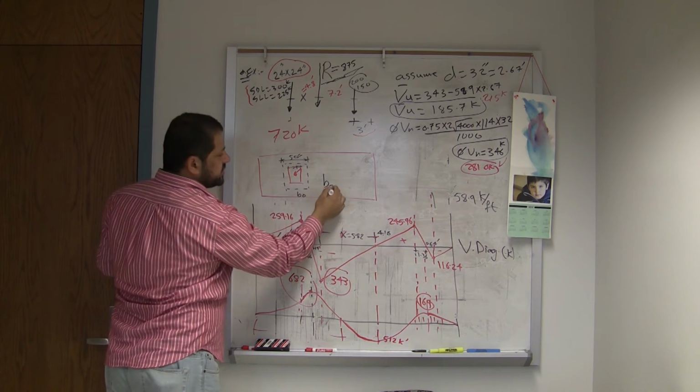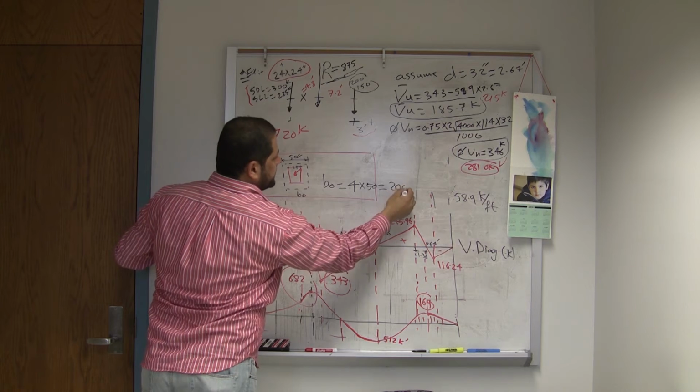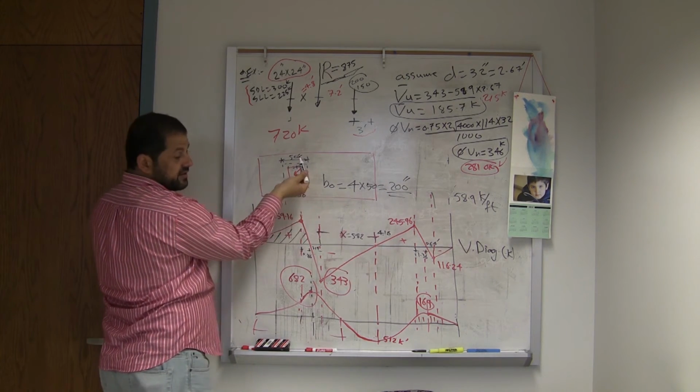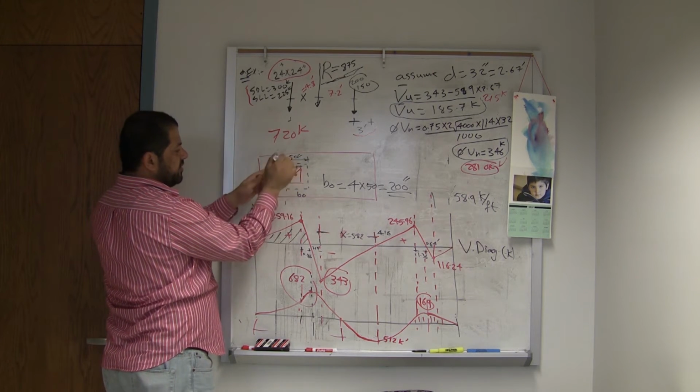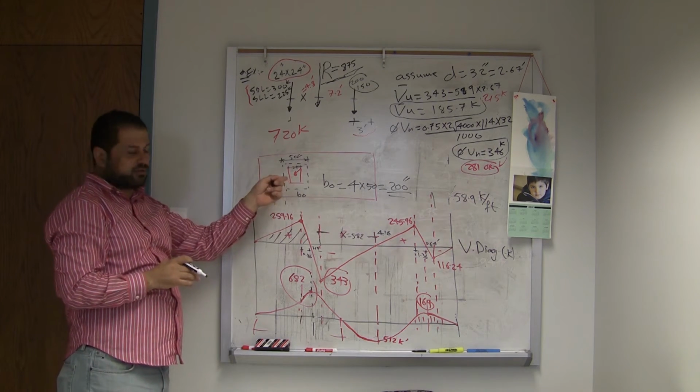So b naught equals 4 times 50 equals 200 inch. It's 50 plus 50 plus 50 plus 50. Okay, that's what's resisting the, well, that's how the failure piece would be if this column punched through the footing.